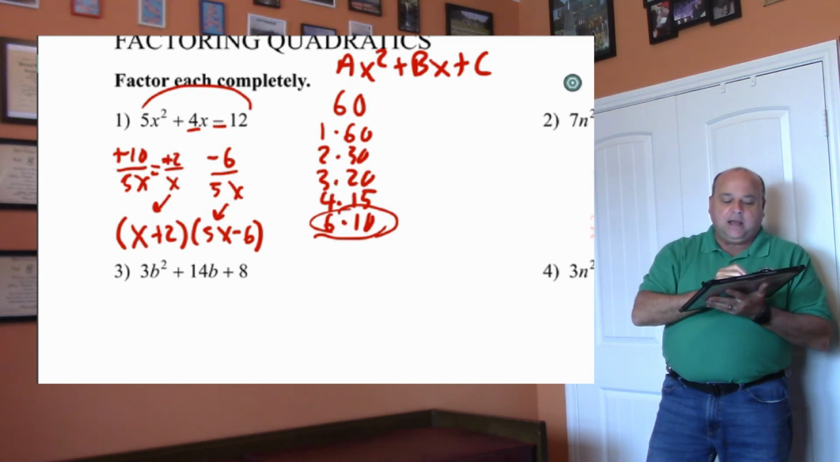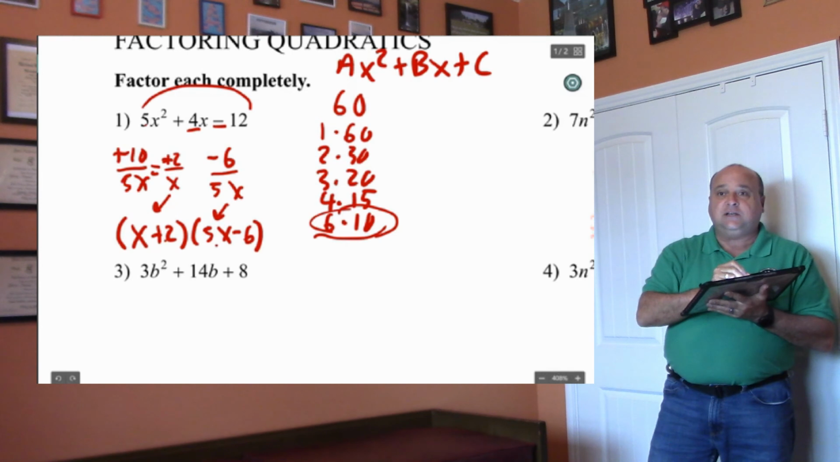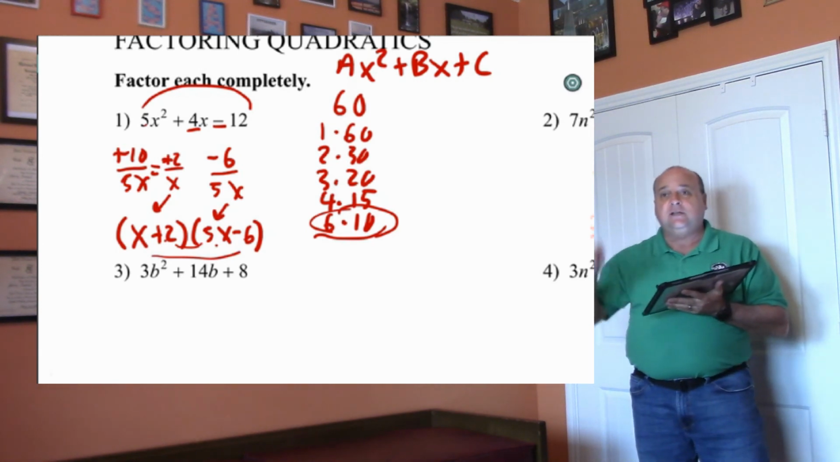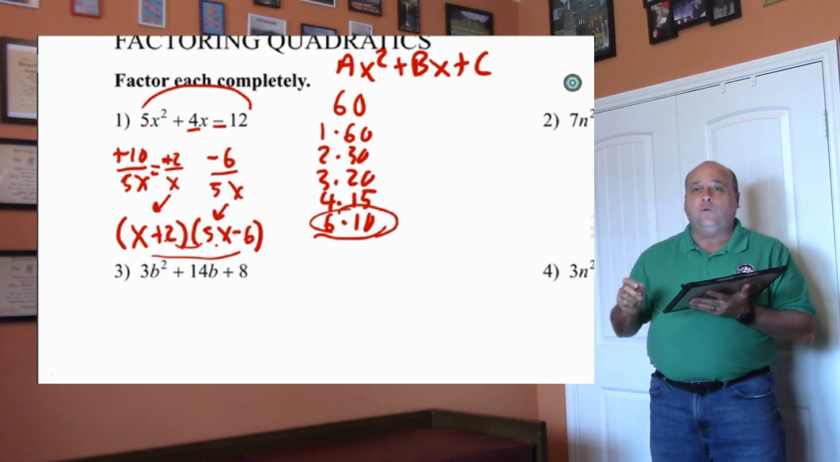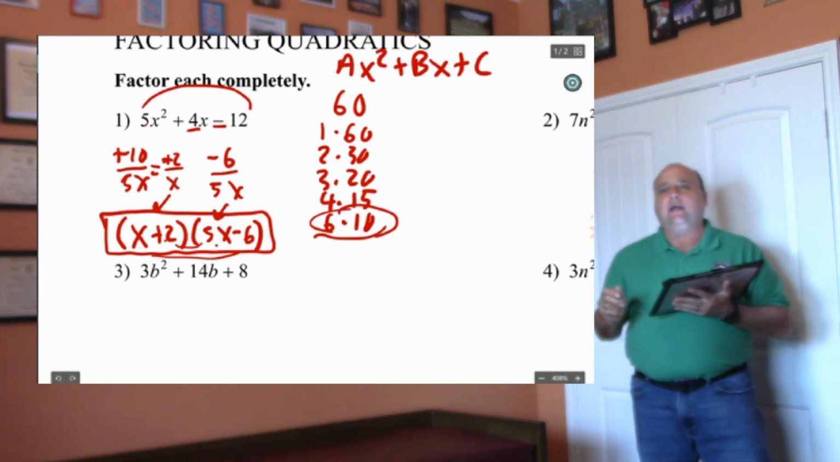Now then, let's check. x times 5x is 5x squared. 2 times negative 6 is negative 12. My inside arch would be plus 10. My outside arch would be minus 6. 10 minus 6 is the plus 4. So this right here are the factors of my quadratic.